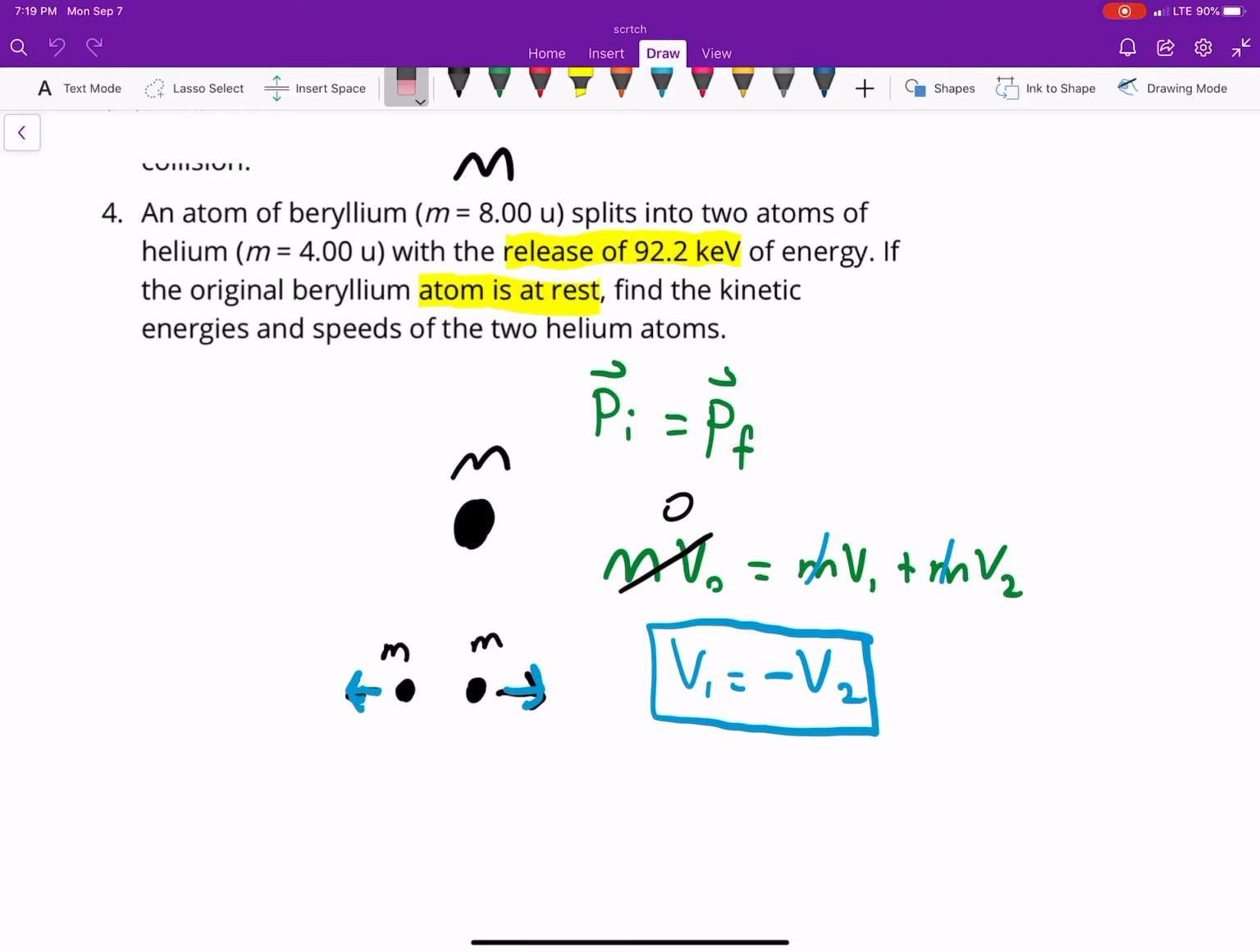So the first thing we do is we use momentum. That's this part. Momentum's conserved because it's kind of like an explosion problem. And because initially the atom is at rest, and because the two masses are equal, it mentions two atoms of the same mass, we can divide out by the mass, and we find that V1 is just negative V2. And that makes sense. The particles are just going to go their other way.